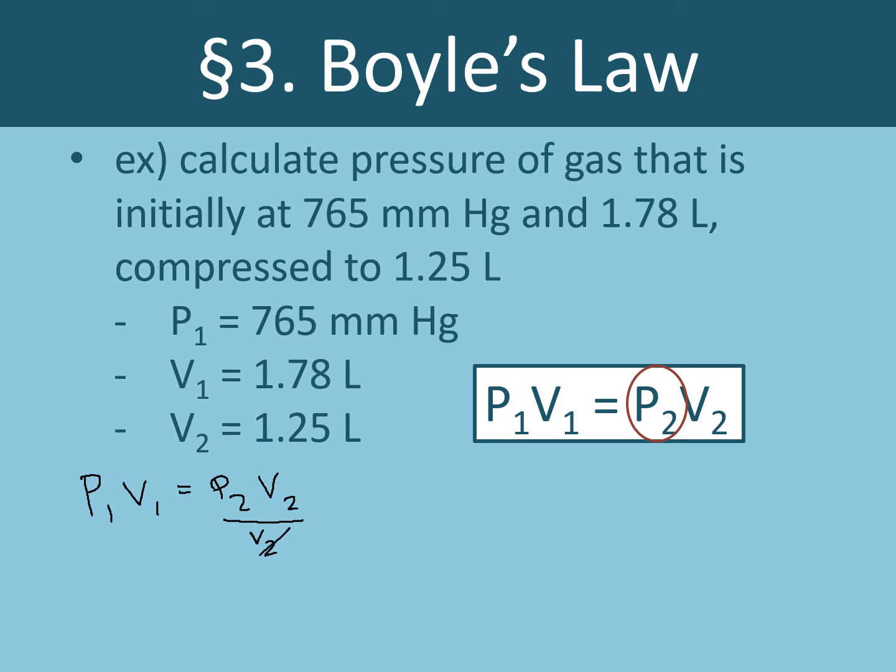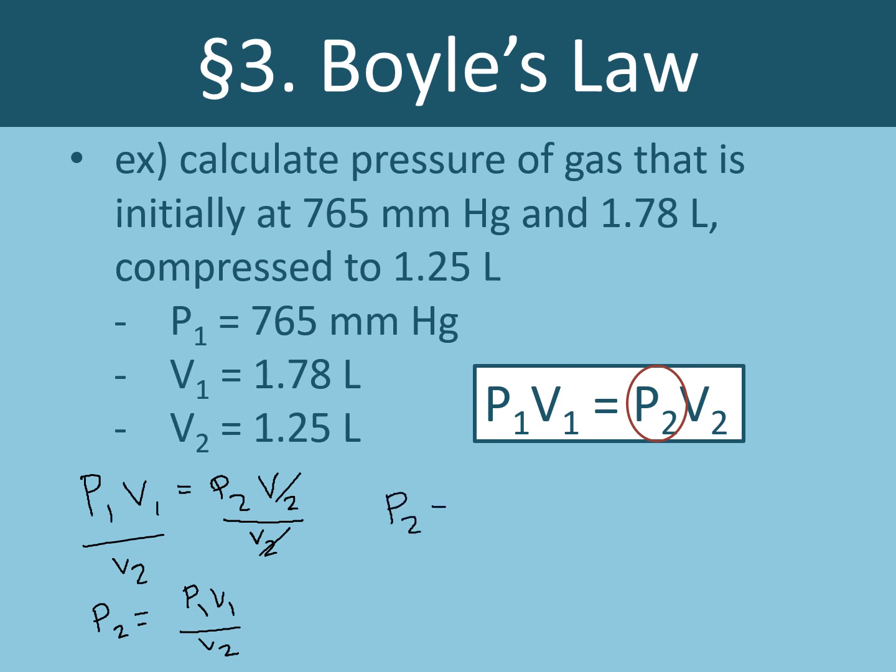that cancels V2. But whatever you do to the right side of the equation, you have to do to the left side. So we must divide by V2 on the left side as well. Let's rewrite that. P2 is equal to P1 times V1 divided by V2. Now we can substitute our variables for the numbers that are given.